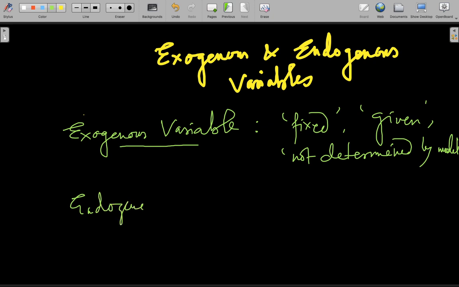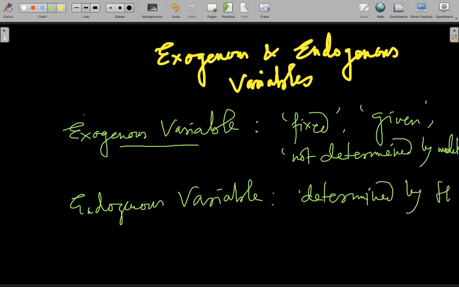Whereas endogenous variables are those variables which are the outcome of the model, or determined by the model. And they are basically the result of the interaction of the exogenous variables, or there could be an interaction of exogenous and endogenous variables as well.